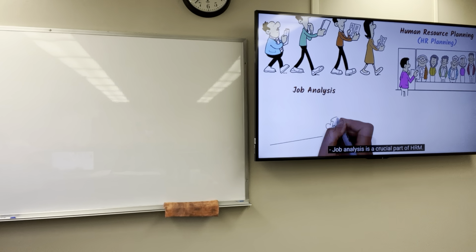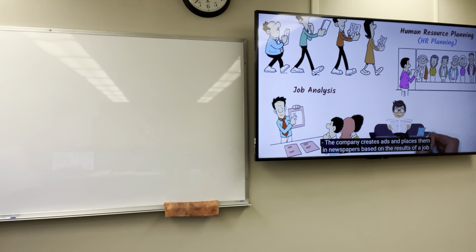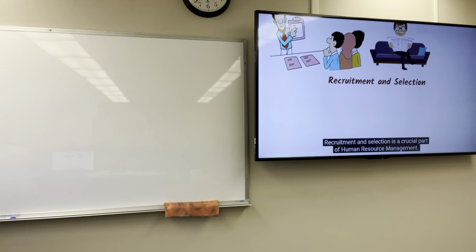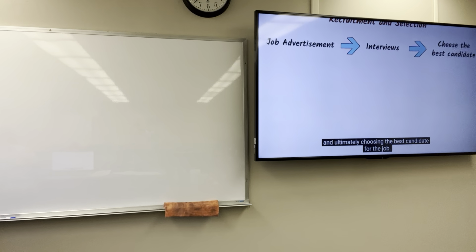Job analysis is a crucial part of HRM. A job analysis provides an in-depth explanation of each position in the business. The company creates ads and places them in newspapers based on the results of a job study. This is the process of seeking potential employees. Recruitment and selection is a crucial part of human resource management. It involves receiving applications in response to an advertisement, conducting interviews, and ultimately choosing the best candidate for the job.